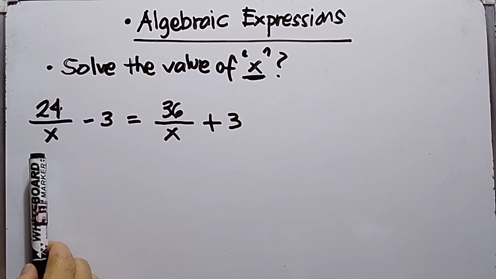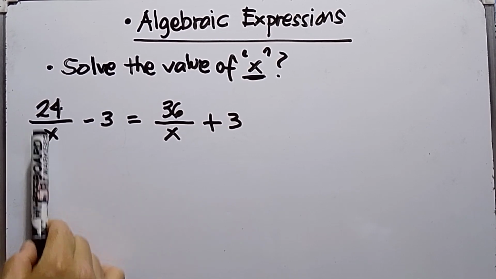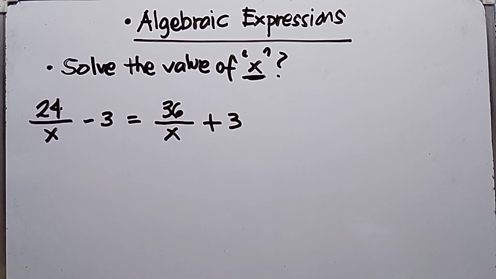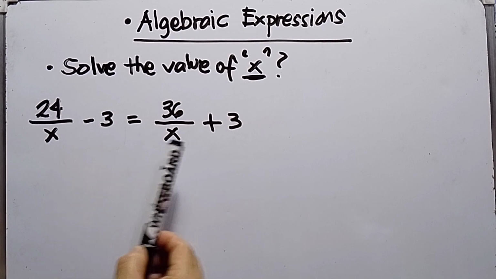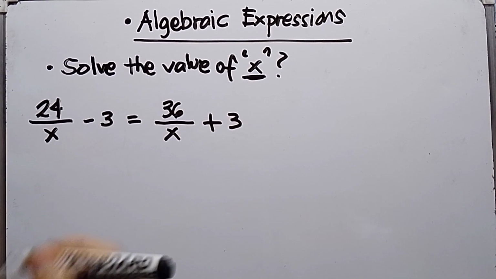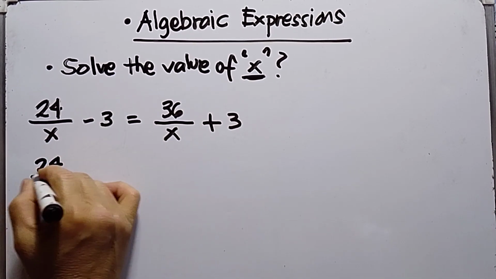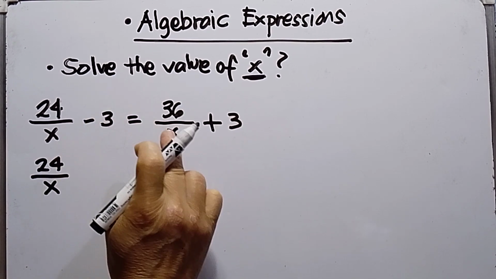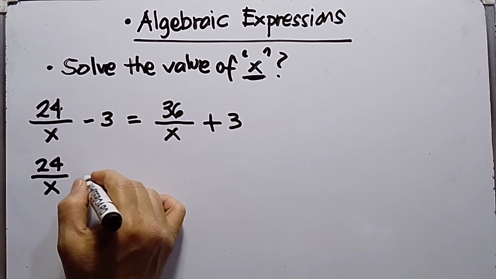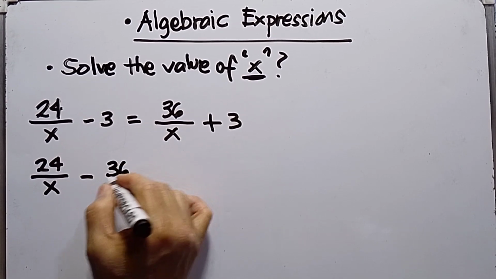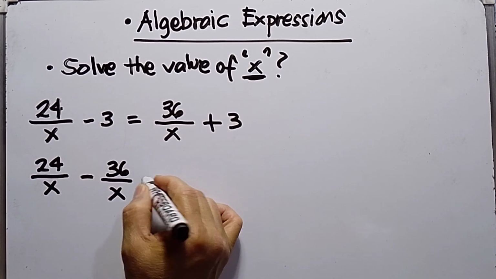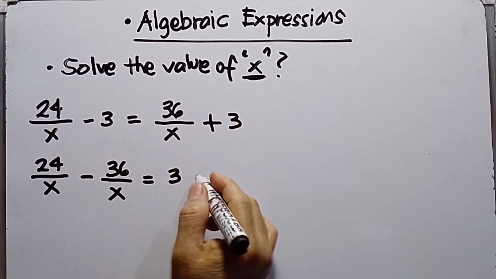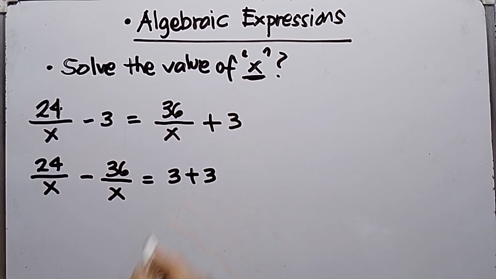For me, I want to place the unknown at the left side and the constant at the right side. So it depends on the person who will solve it, like this. To start with, 24 over x, as I said, I need to transpose 36 over x to the left. So this will be minus 36 over x is equal to 3. Transposed to the right, this will be changed to positive 3.